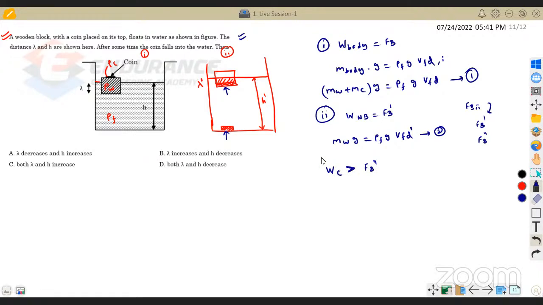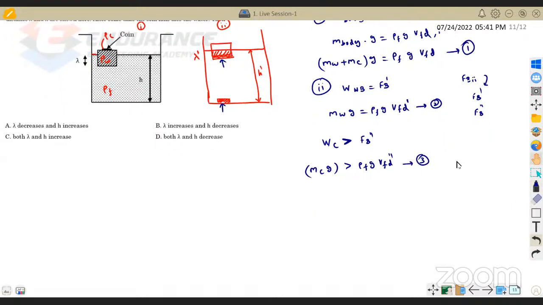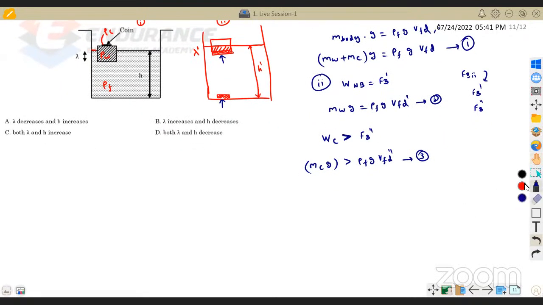So what is the weight of the coin? Weight of the coin, mass of the coin into g, will be greater than the buoyancy force which is acting in this case, which I will take as rho F g V_F D double dash. I will take this as 3. Right. And now add 2 and 3. If I add 2 and 3, what will happen?